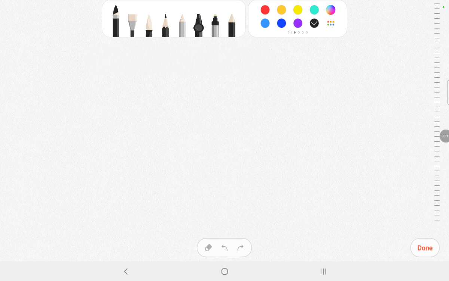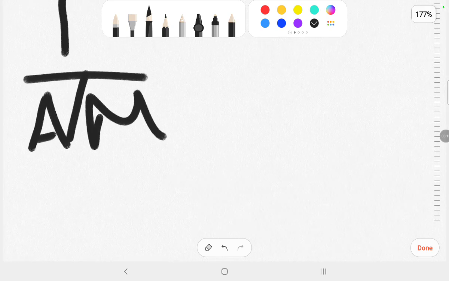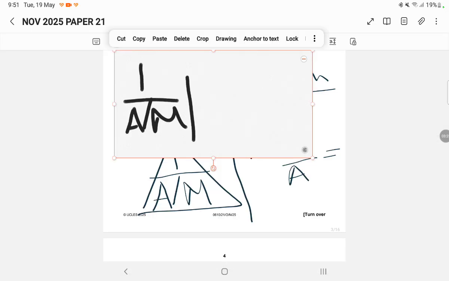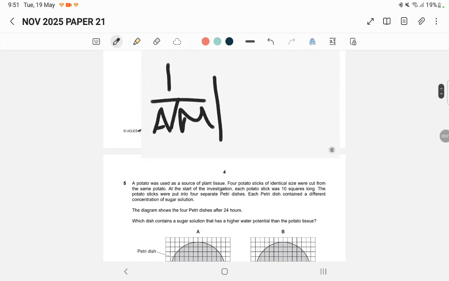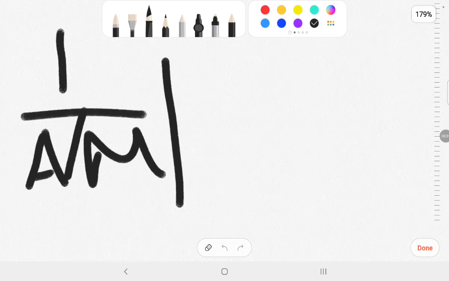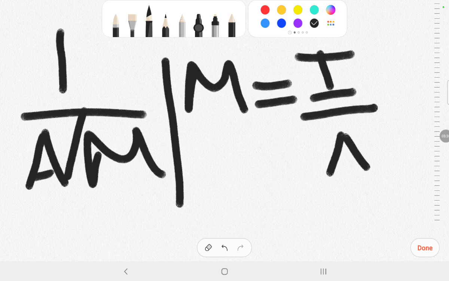So we are going to follow the triangular method formula, I A M. In this question, what we were finding is the magnification. So in order for us to find the magnification, we rearrange the formula. So it will be M is equal to I, which is the image length, divided by A.